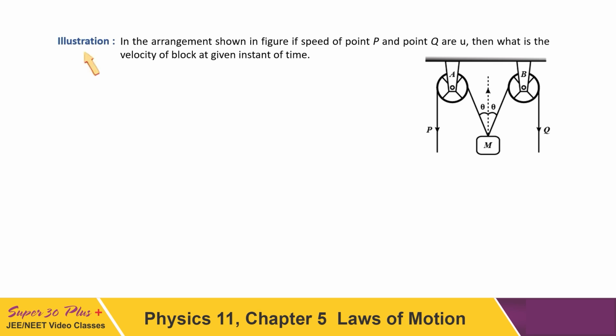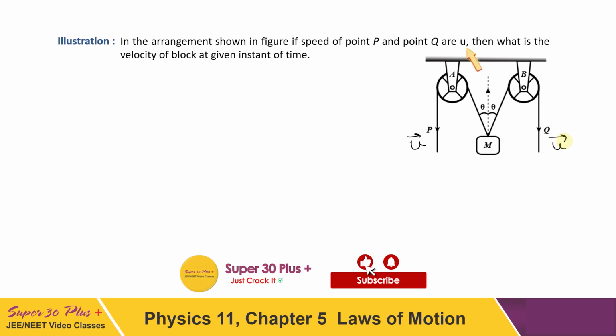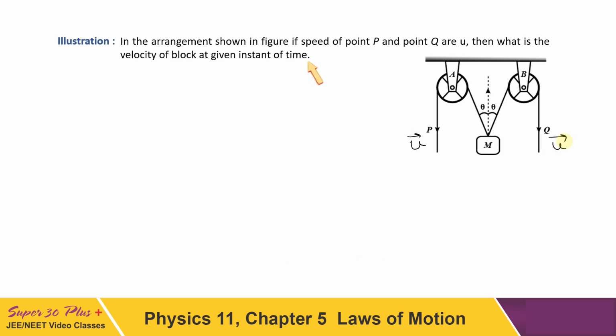To start with, the first question: in this arrangement which is shown here, if the speeds of points P and Q are u, then what is the velocity of the block at a given instant of time? As you can see here, the velocities of 3 points are related: point P, Q and the point that is in contact with M. So we have to see what will be the relation between their velocities.